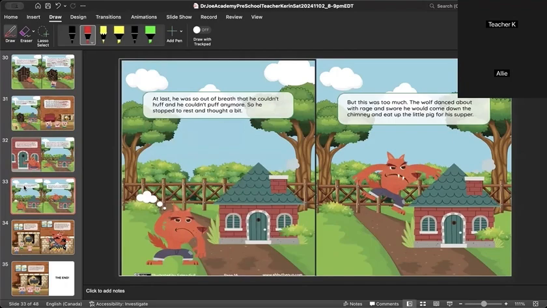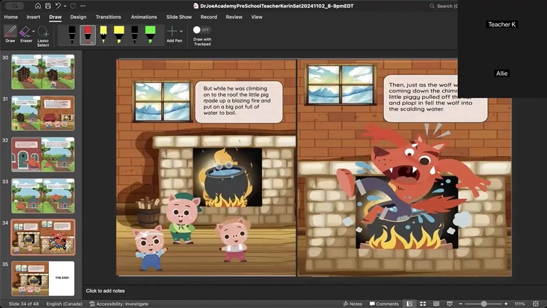At last, he was so out of breath that he couldn't huff and he couldn't puff anymore. So he stopped to rest for a little bit. Perfect. But this was too much. The wolf danced about with rage and swore he would come down the chimney and eat up the little pig for his supper. Yes, wonderful job on your reading. You're getting better. And the next one, please.